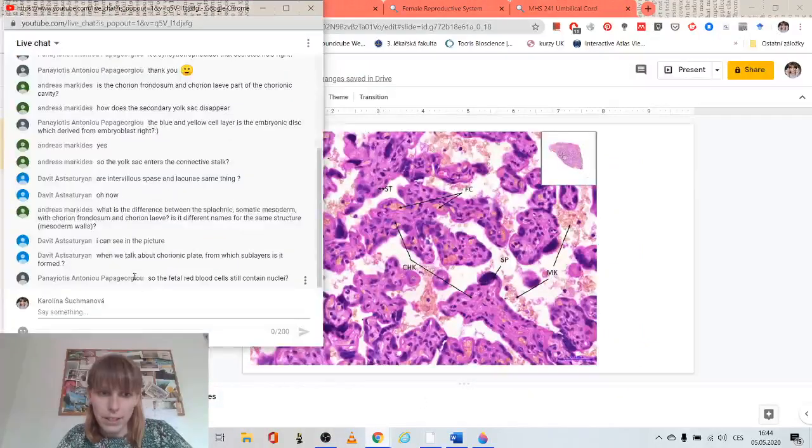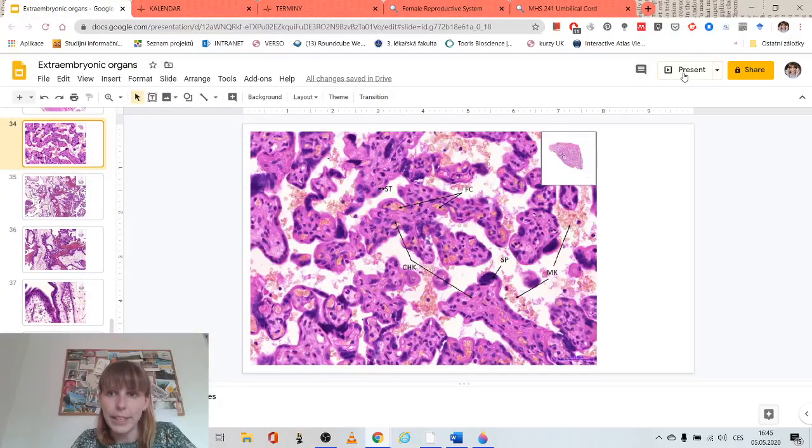So do we have any questions? So the fetal red blood cells still contain nuclei? Yes, you're right. At the beginning of the pregnancy they do. And then they mature, they become the normal mature erythrocytes during the prenatal period. But in the first trimester, they still have nuclei. So they are like the precursors of the red blood cells. So they are not fully formed yet.